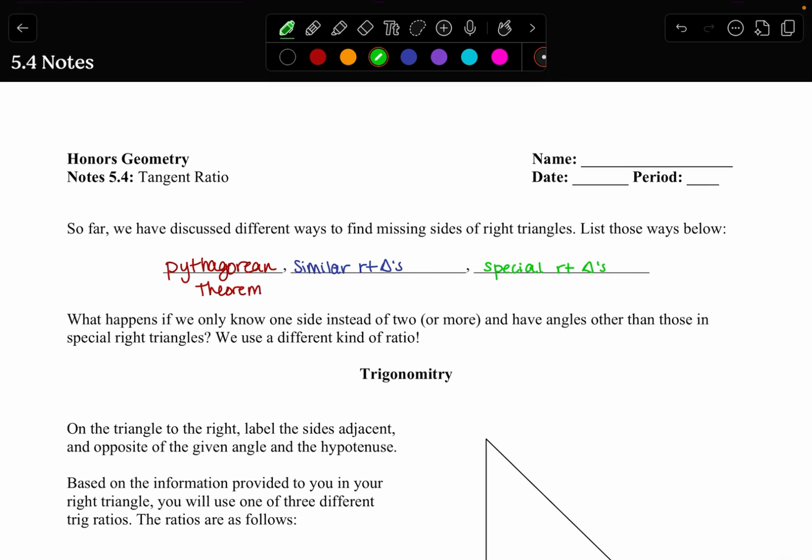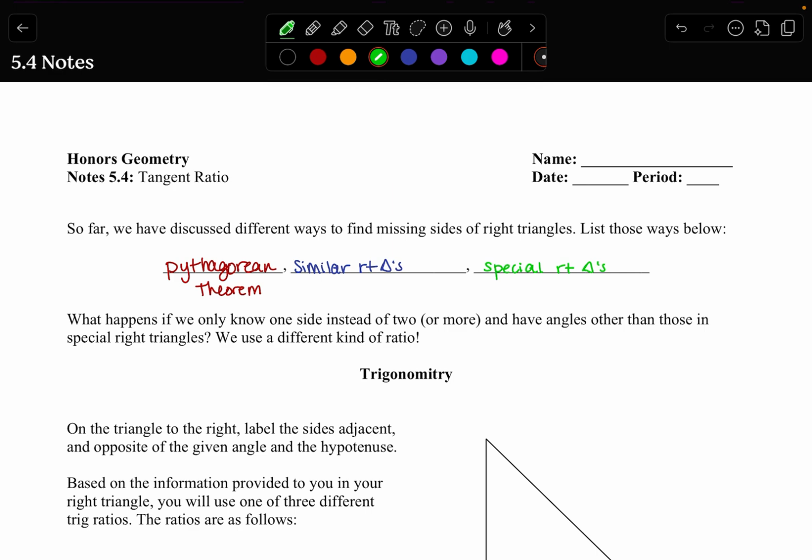So with Pythagorean theorem and similar right triangles, we don't really need angle information. We just need information about sides in order to be able to find other missing sides. And then yesterday, or the last set of notes that we did, we started talking about how to find missing sides if you know specific angles within your triangle. Well, 30, 60, 90, and 45, 45, 90 are not the only measure of angles that we can have in a right triangle. We can have any measures, essentially. And so the special right triangle ratios only work when we have a 30, 60, 90, and 45, 45, 90.